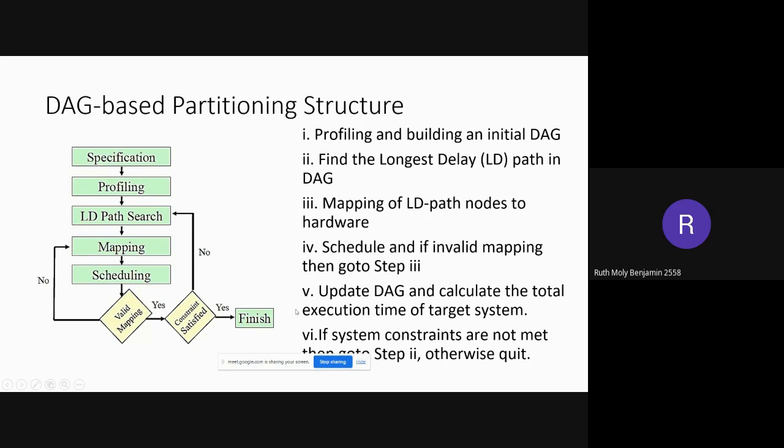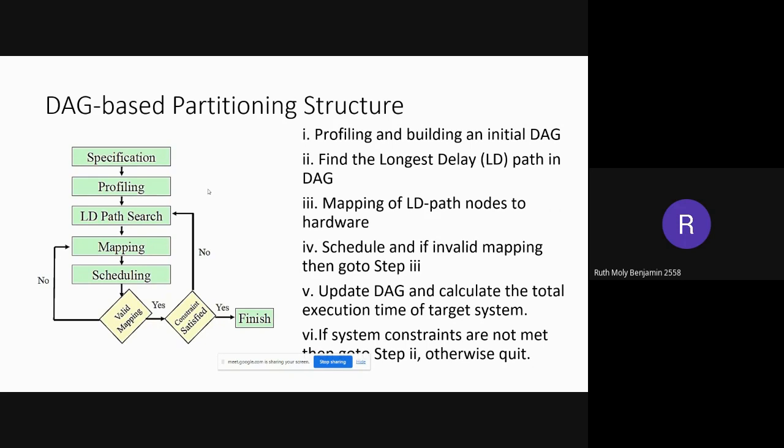And if the system constraints are not met, even after you calculate the total execution time, if it's not able to give the right result, it will go to step 2. Step 2 is again finding the next longest delay path. Otherwise, you quit. So this is the basic structure of the DAG.